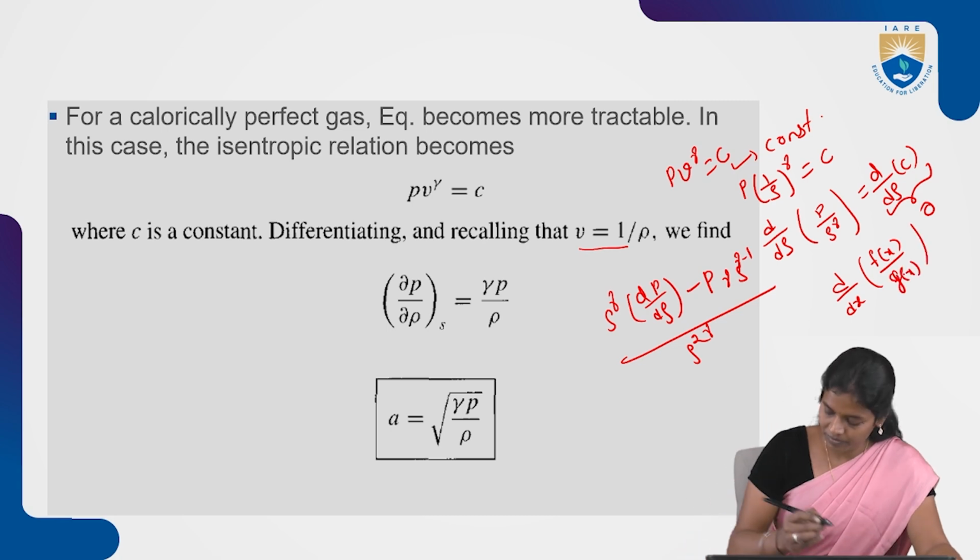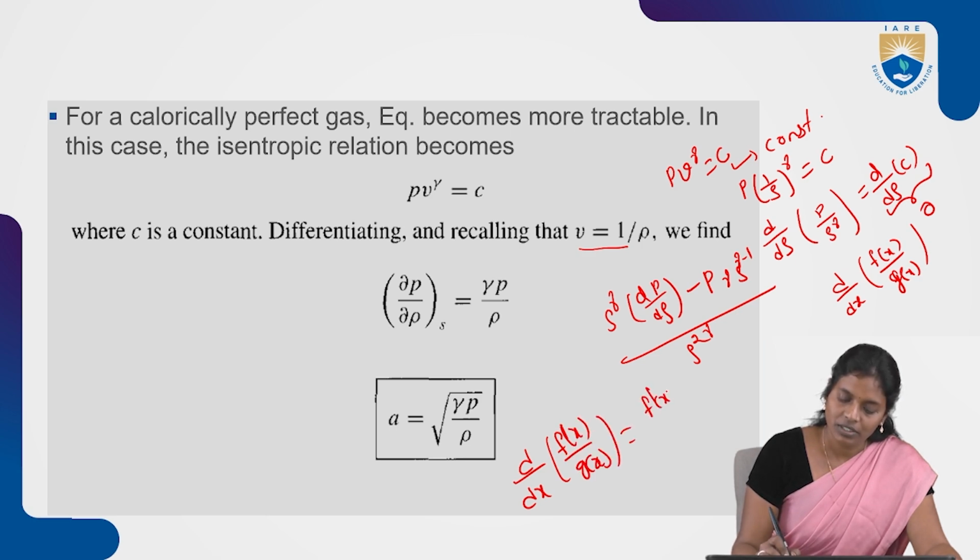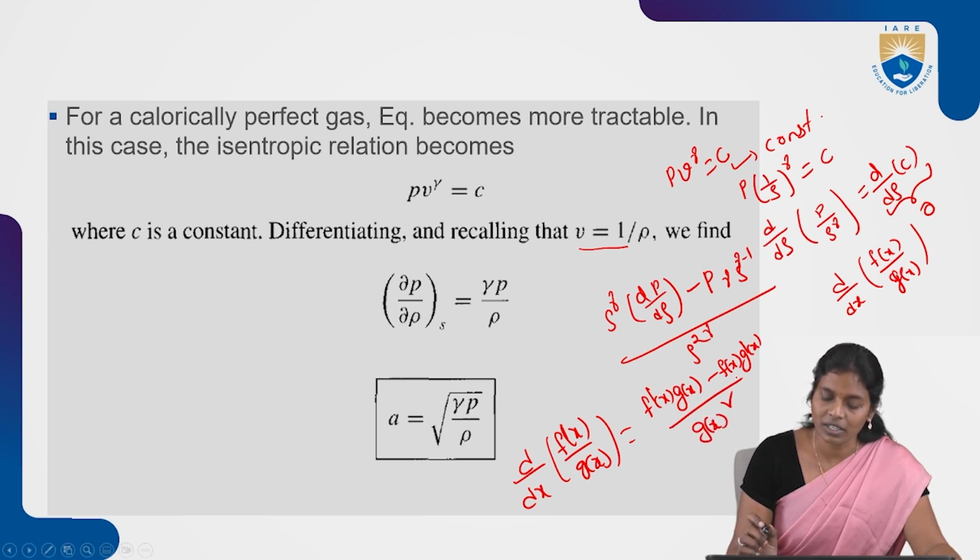What we will be writing, sorry, what we can write for this one: d by dx of f of x by g of x is nothing but f of x into g of x minus f of x into g dash of x, divided by g of x whole square, right? So now, same condition, if you are taking that one, rho gamma.